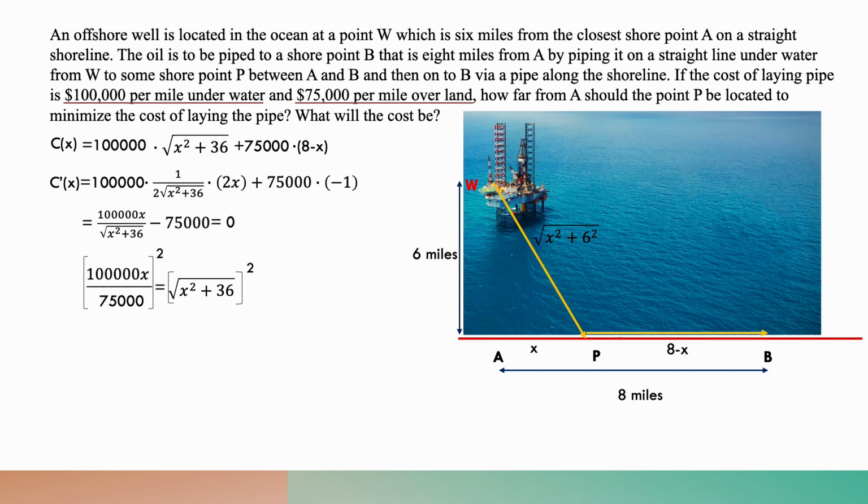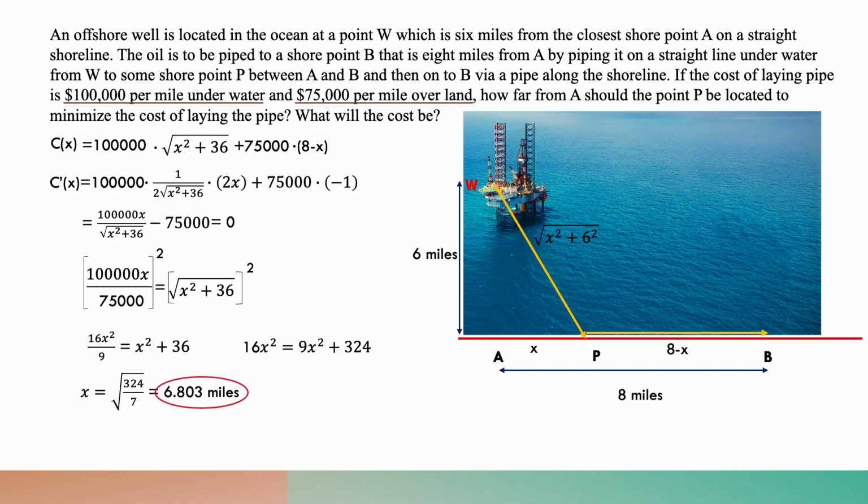After squaring both sides, we now get 16x squared over 9 equals x squared plus 36. Multiply both sides by 9. Now we get 16x squared equals 9x squared plus 324. It is easy to figure out the value of x. X equals square root of 324 over 7, so the x value is 6.803. This is the optimal distance from point A, which makes the total cost minimal.